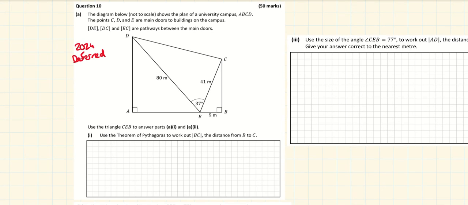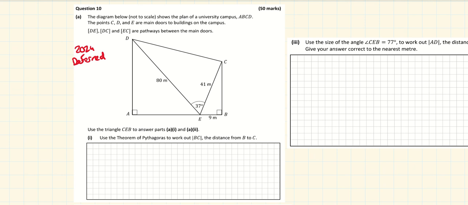Question 10 then. The diagram below, not to scale, shows the plan of the university campus ABCD. Points C, D and E are main doors to the building on the campus, and these are pathways between the doors. Not particularly relevant to any of that. You've got a diagram, you need to find some lengths. So it just says use the triangle CEB.